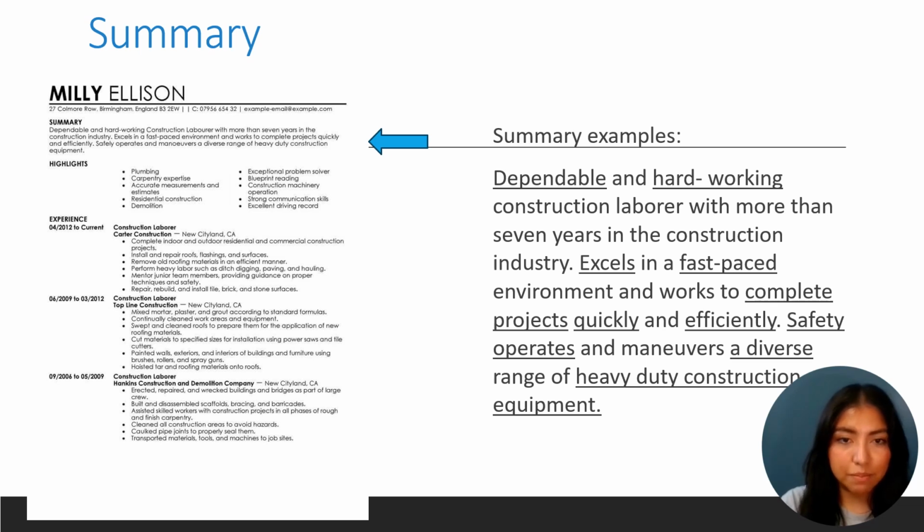Here are some examples of how a resume summary can look. In this example, we have some key words or phrases that capture the audience's attention. For example, we have dependable, excels, fast-paced, quickly, efficiently. These are key words that your reader will be looking for to see if you are the right person for the job. There are many more examples of these key words depending on the field that you're applying to.